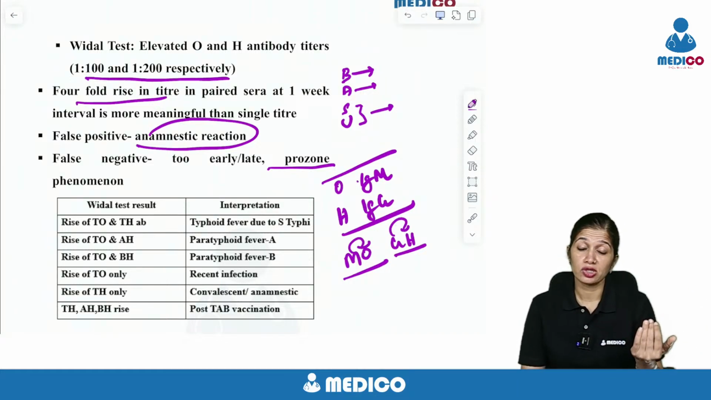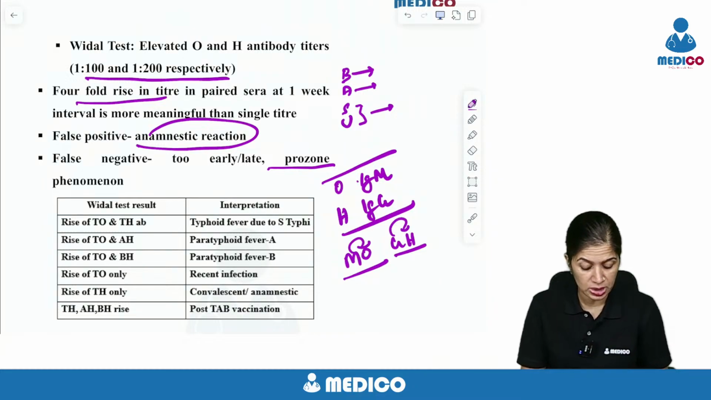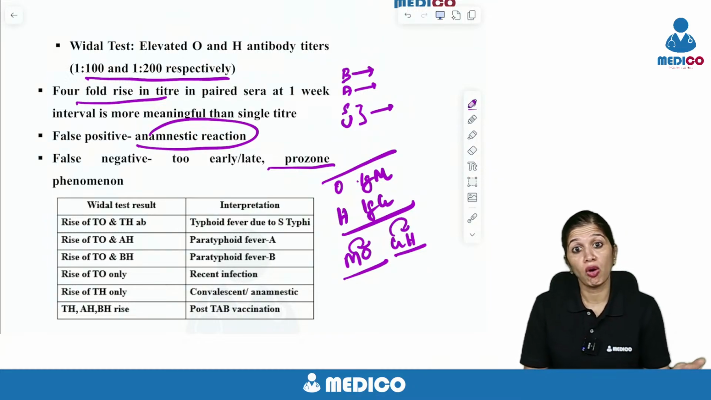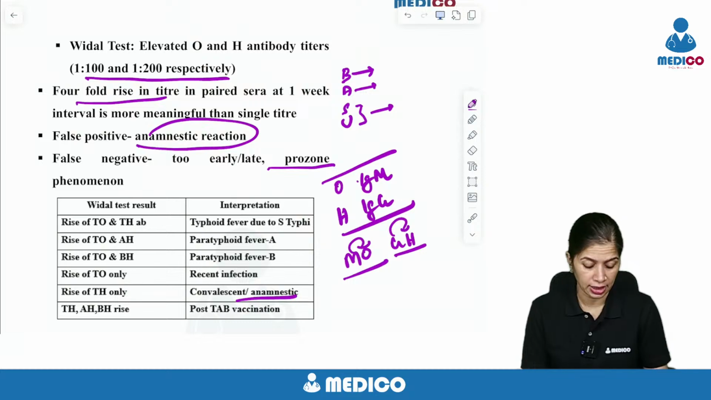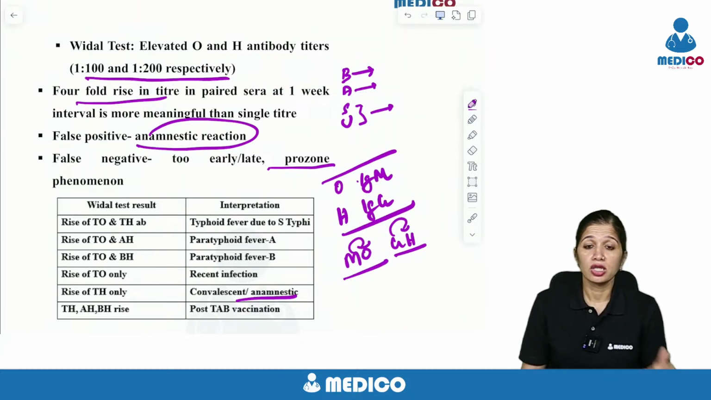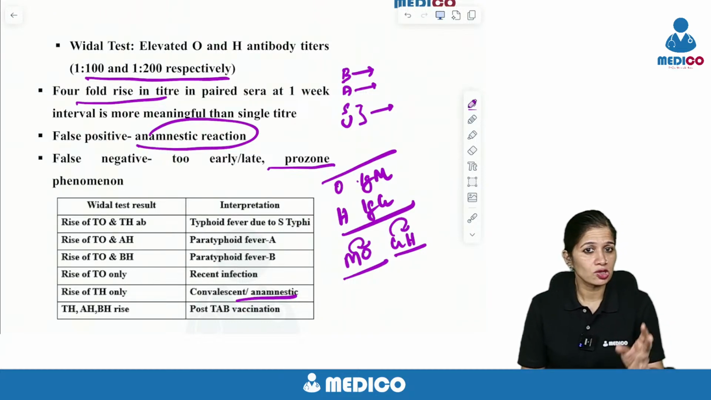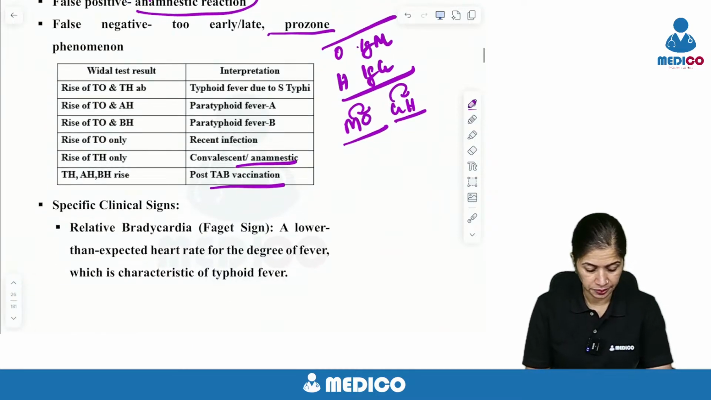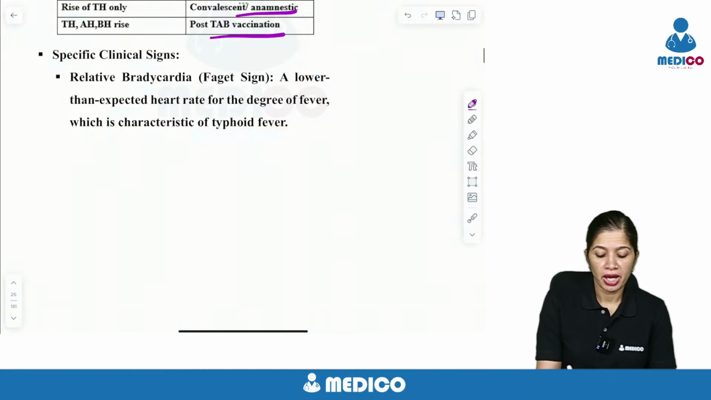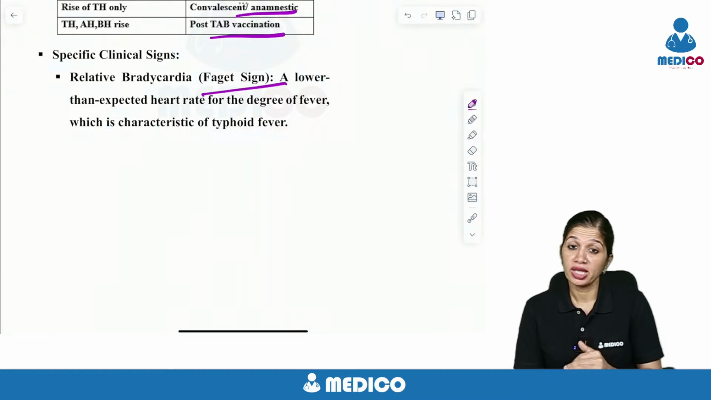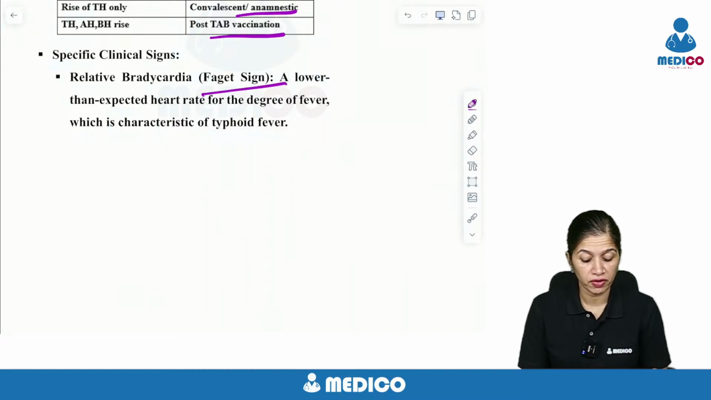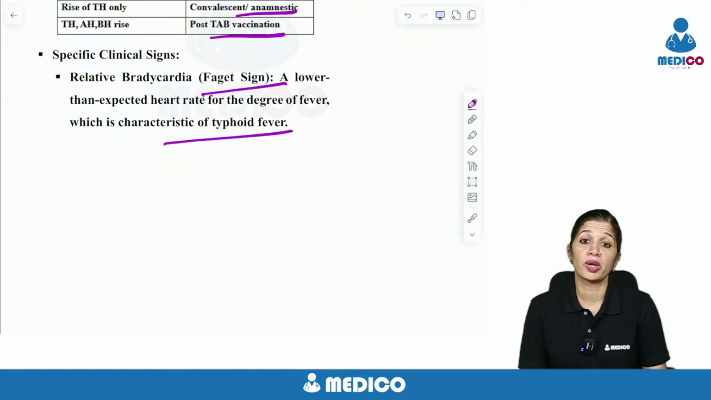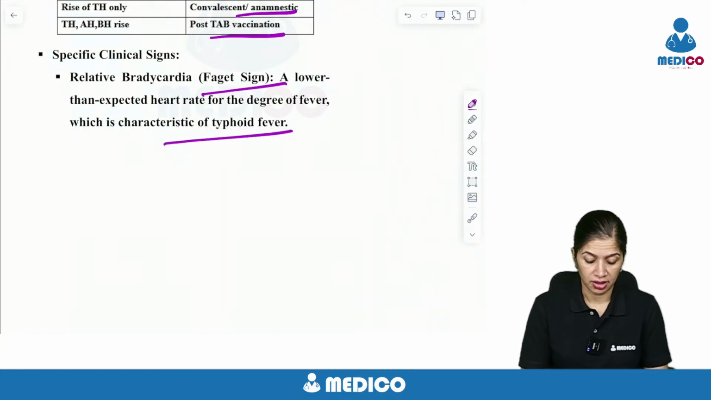When it's only H, it could be the patient is convalescing or there has been a past infection, or it could be anamnestic. It could be anything. Then if there is no O, but only TH, AH and BH have elevated, then it's a post-TAB vaccination. Okay. So relative bradycardia, we said it is a lower than expected heart rate for typhoid fever. It's characteristic of this condition. It's otherwise known as Faget sign.